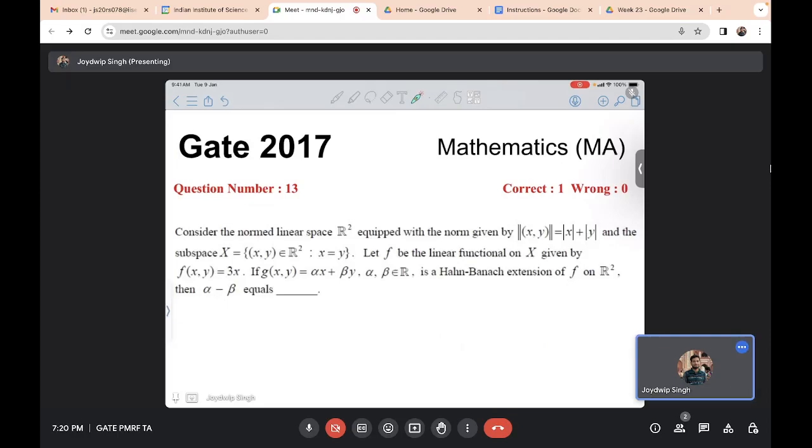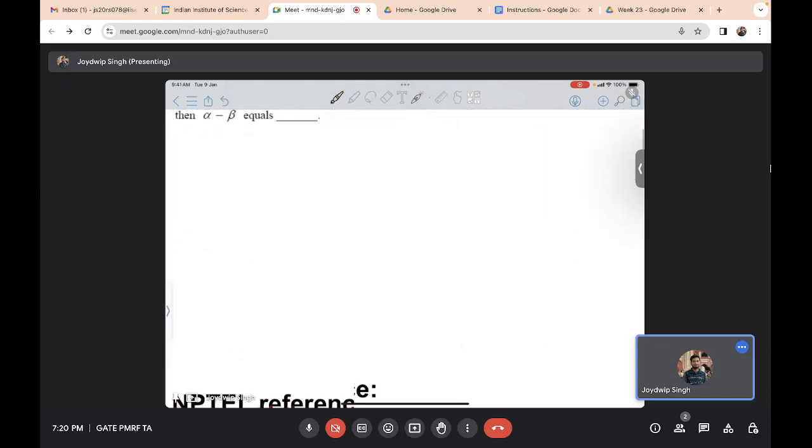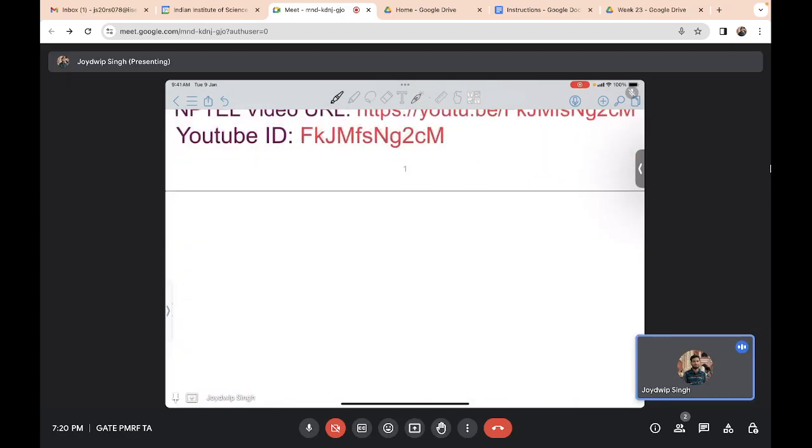So R2 is equipped with this norm, let me write it, where the norm of (x, y) is mod x plus mod y. This is sometimes also called the L1 norm.